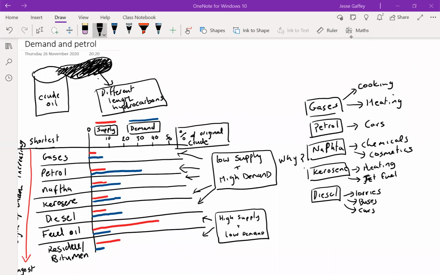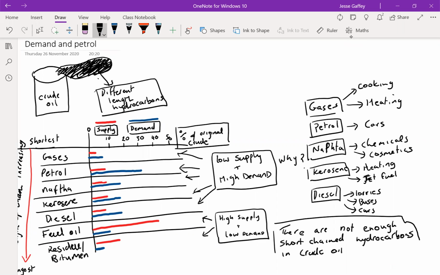So this gives us one major problem, and that is that there are not enough short-chain hydrocarbons in crude oil. As scientists, we've got to solve that problem.